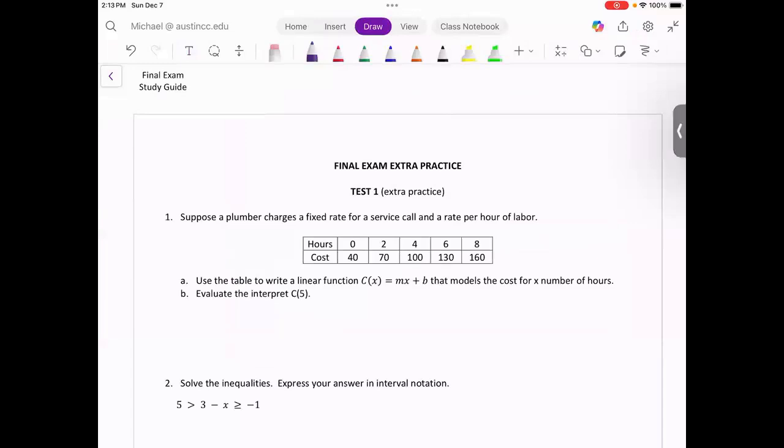Hey everyone, let's do some practice for the final exam. Just remember that the other study guides are also a good resource to study, and any of our quizzes that we've done. All right, let's look at the first problem.